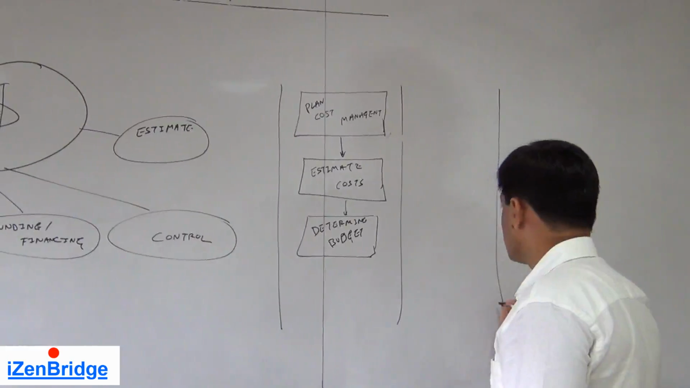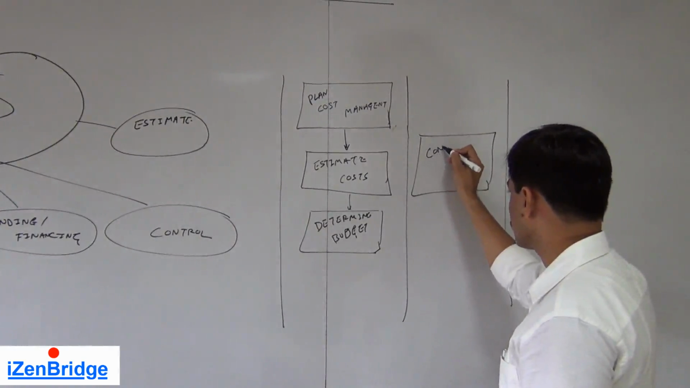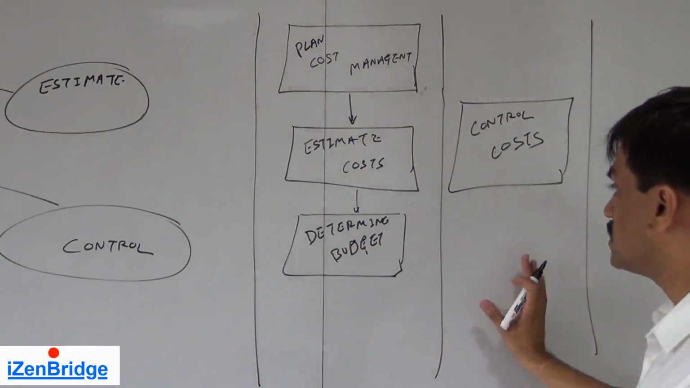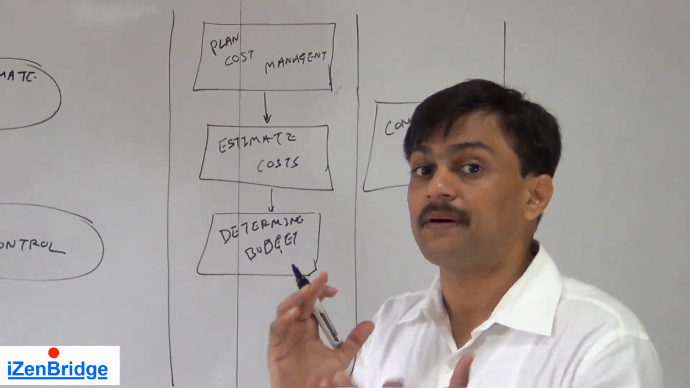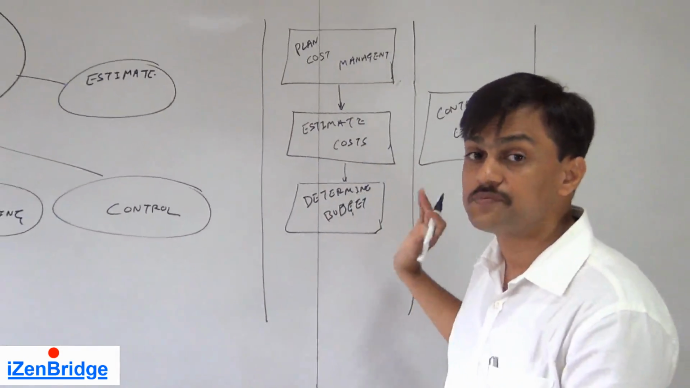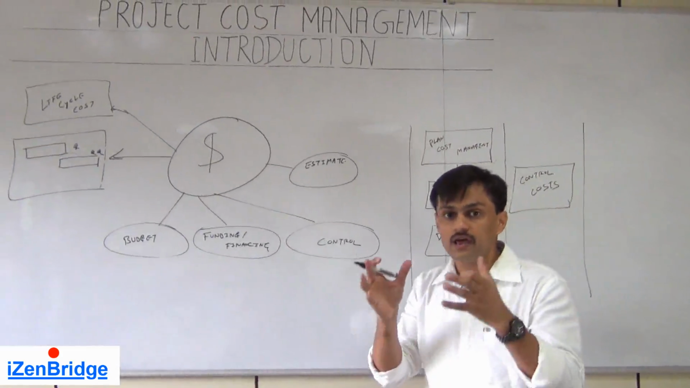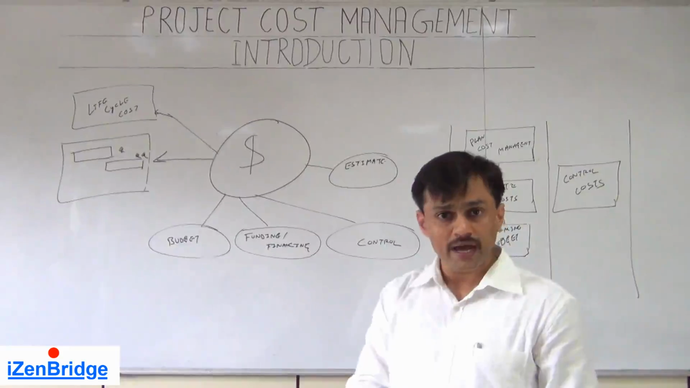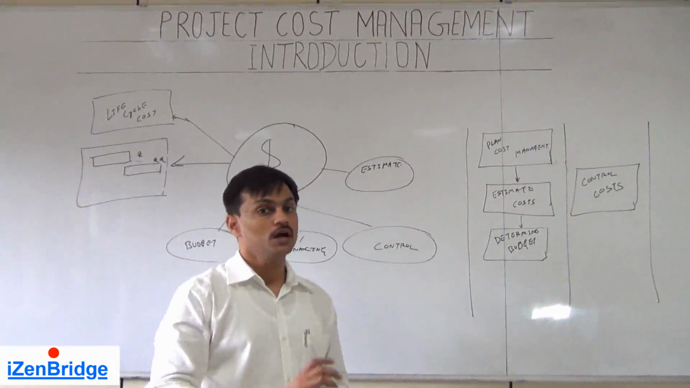The other process which comes into the picture is control costs. Control costs is responsible for ensuring that we finish the project within the budgeted cost, because the overall goal of project cost management is primarily focused on doing the project within a budgeted amount. Subsequently we will look at all these processes one by one, and we have a special dedicated video on earned value management.